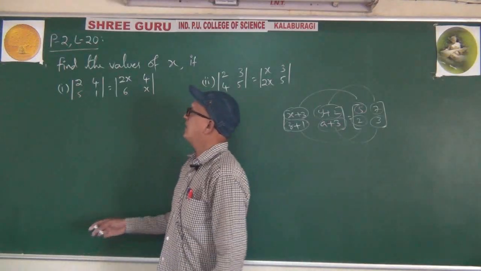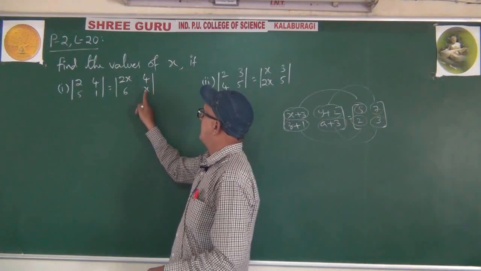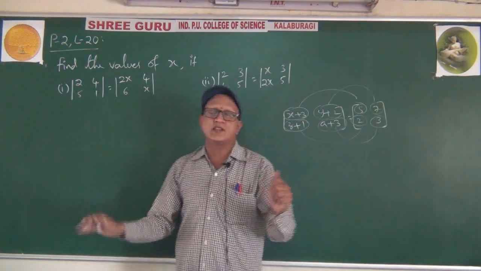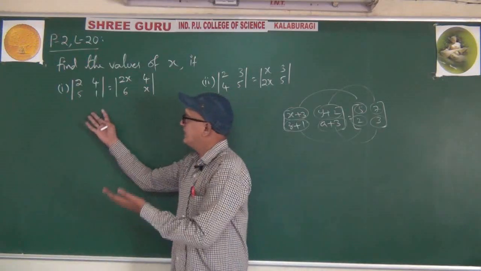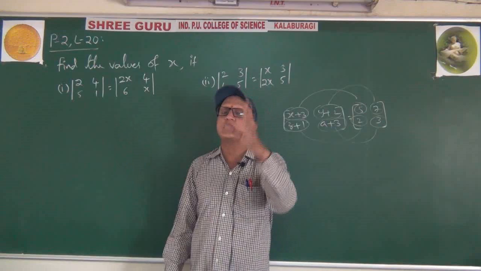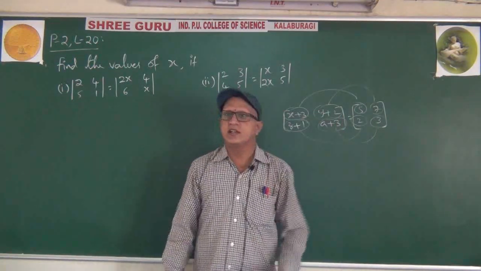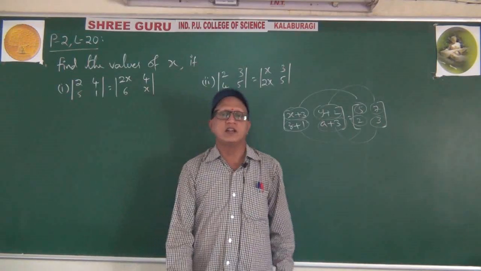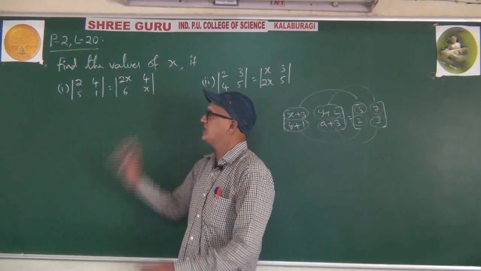Few students, what are they doing? 2 equal to 2x, x equal to 1. That is wrong. In the determinants chapter, don't equate the corresponding elements. We don't have such a concept. In matrices it is there, in determinants it is not there. Sir, how to remember? In matrices it is there, in determinants it is not there.